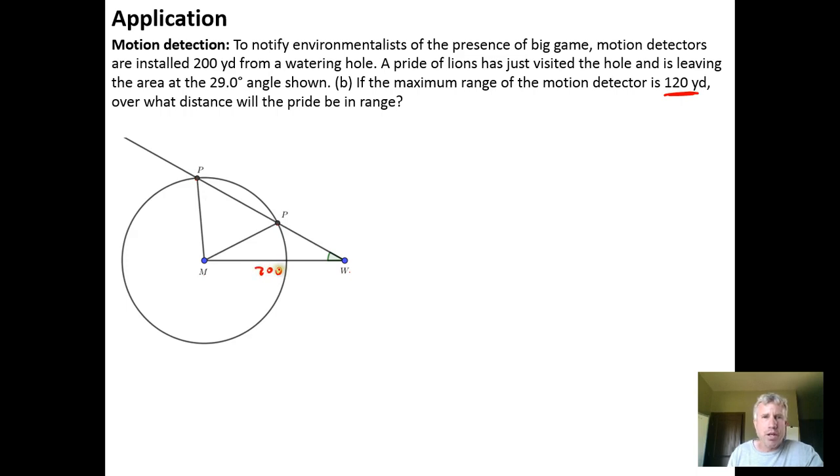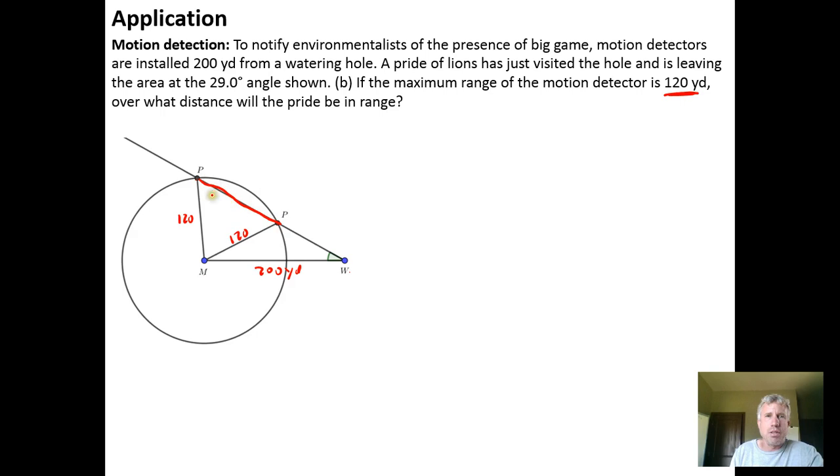We get the 200 yards between the watering hole and the motion detector, but now this radius is 120 instead of 90, and we're asked to find the distance over which the Pride will be in range. So the distance over which the Pride is in range is this distance right here.